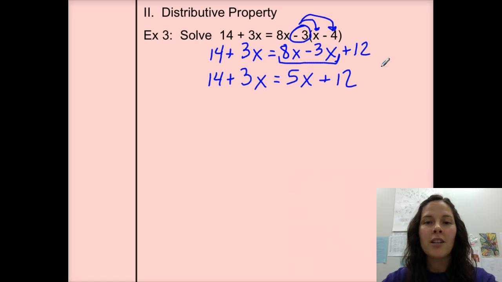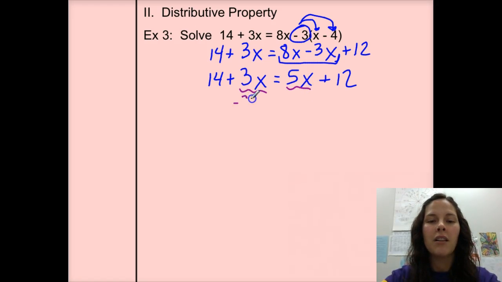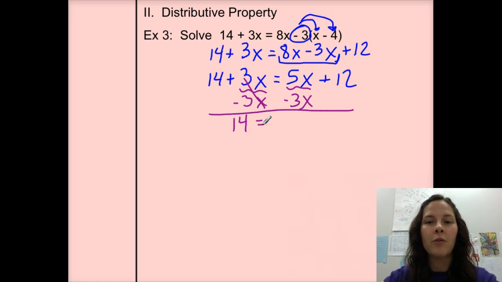Now that both sides are as simplified as possible, I'm going to get my variables together. So when I do that, I look for the term with the smaller coefficient. Between 3 and 5, 3 is smaller, so I'm going to subtract 3x from both sides. On the left-hand side, my 3x's cancel, leaving me with the 14. 5x minus 3x is 2x, and bringing down my plus 12.